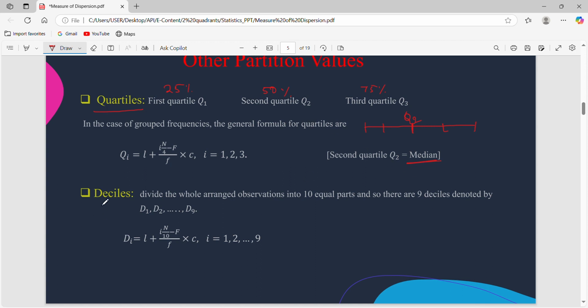Next is decile. Decile means we are dividing into 10 equal parts. That's why here it is n by 10. And it starts from D1, D2, D3 up to D9. So we are finding 10 equal parts. So Di equals L plus i into n by 10 minus f, divided by f, into c, and i equals 1 to 9.